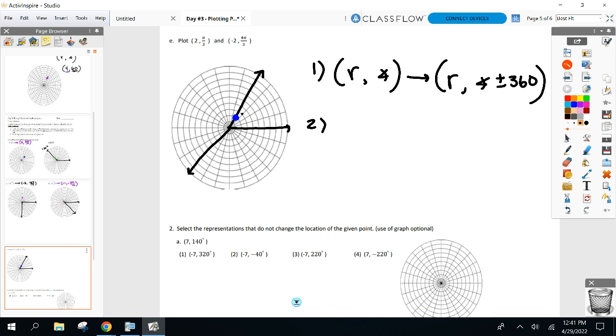What if you wanted to change the R value? So R and your angle, you wanted to change the sign on the R value. You can't go 360 again, right? Anybody remember from your geometry days, going from here to here, how many degrees that is? A straight line? 180. 180, there you go. So if you want to change your R value, you can, but you're going to have to add and subtract 180 instead.